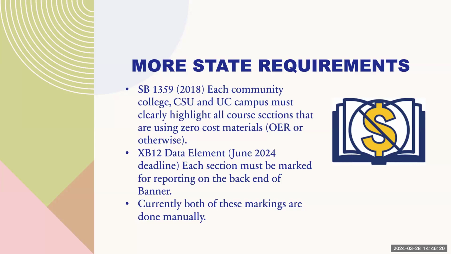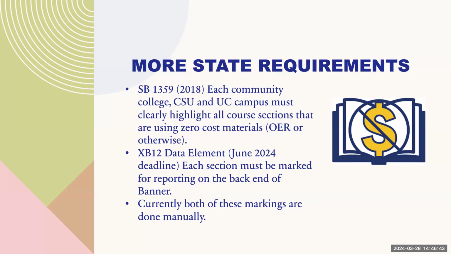But right now that's a manual process. So there's an added requirement that was put into place a year or so ago, and we have to meet it by June 2024: every section, even if it's not zero textbook cost, is actually tagged with data on the back end of the reporting. It's called the XB12 data element, and each section has to be marked.